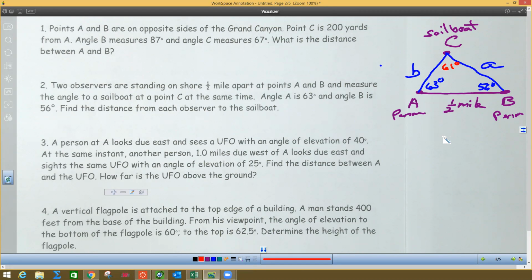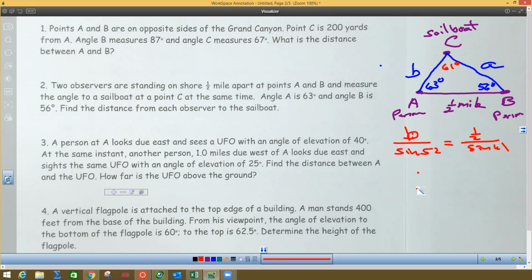Now you should be able to do law of sines and set up 2 different equations. You got to do it twice to find B and A. Do you need me to show you what they would look like? Sure. Okay, so we're looking for side, so I would say B is to sine of 56 as 1/2, or 0.5, if you want to stick 0.5 in there, is to the sine of 61, and you got to solve that for B.